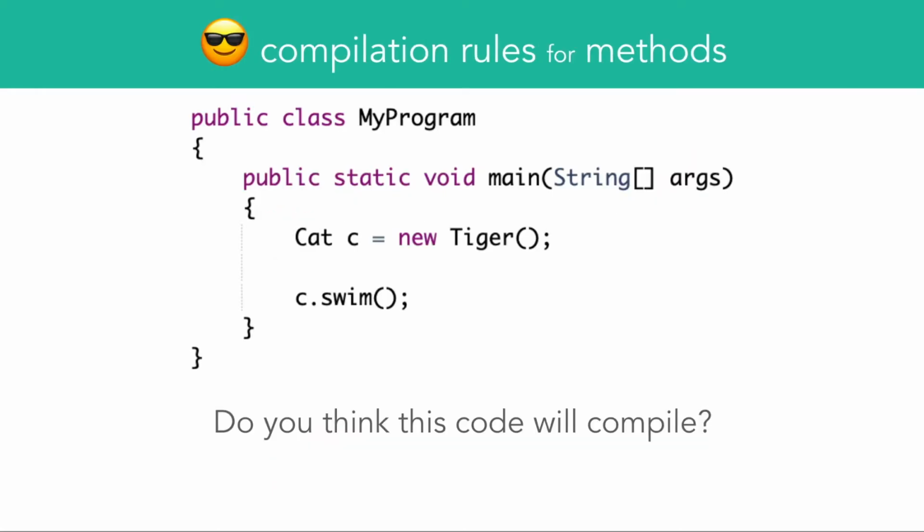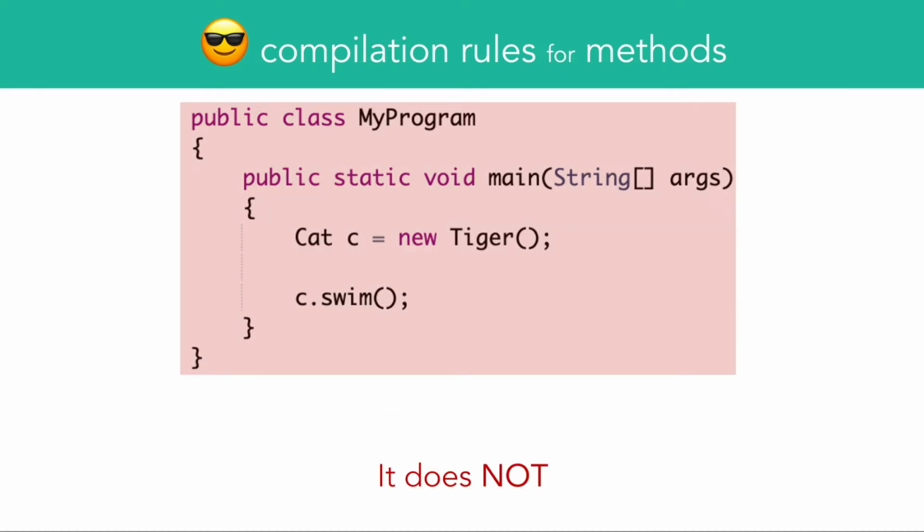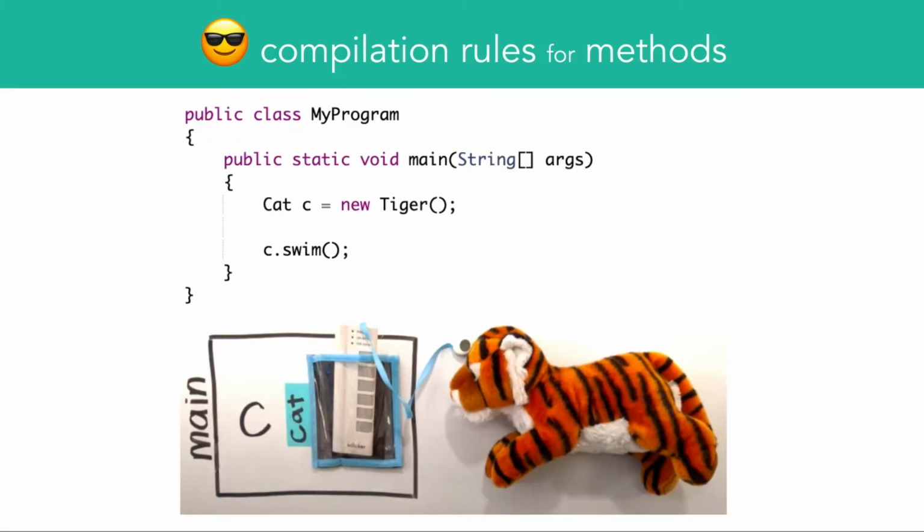With the information from the previous cat and tiger classes, do you think that this code will compile? It does not. Let's understand why. The tiger class does have a swim method, but the cat class does not. We can't use a cat reference to call a method that does not exist in the cat class.